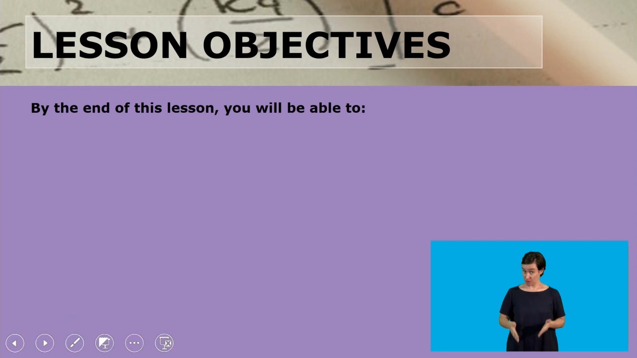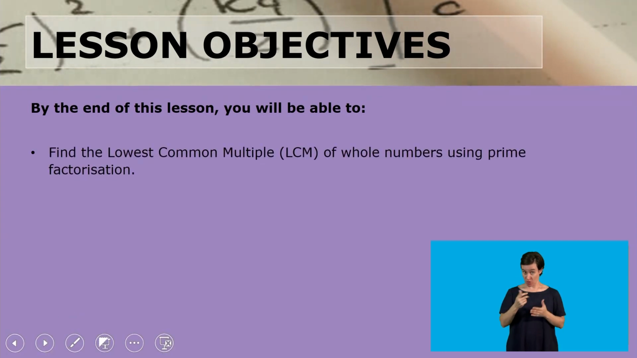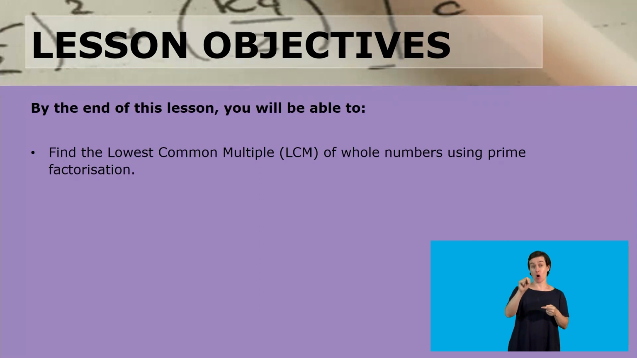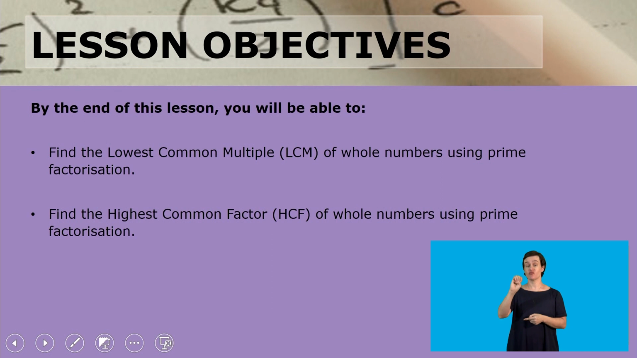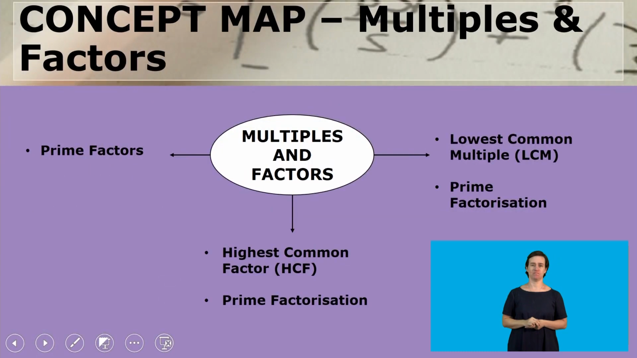By the end of this lesson, you will be able to find the lowest common multiple, which is the LCM, of whole numbers using prime factorization. You will also be able to find the highest common factor, which is the HCF, of whole numbers using prime factorization. Our concept map for this lesson is that we are going to look at 3 points.